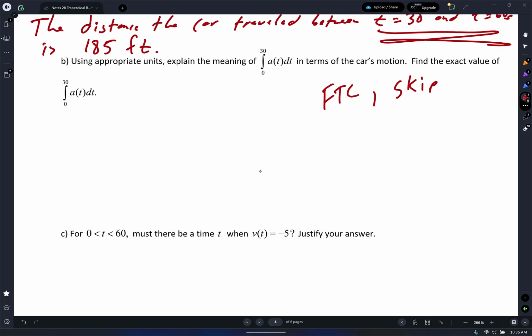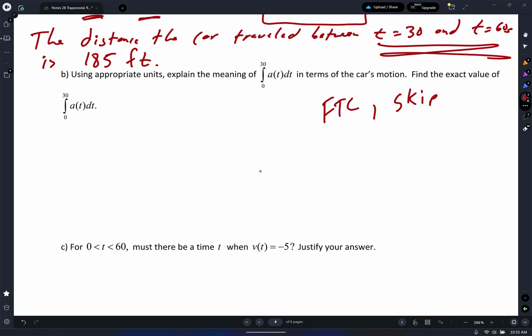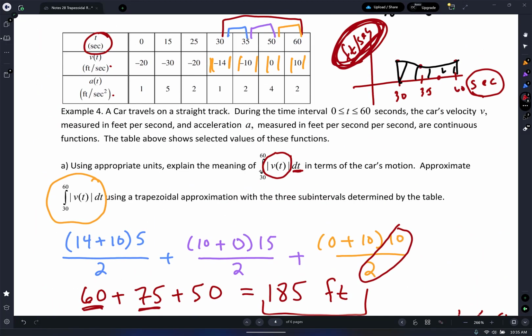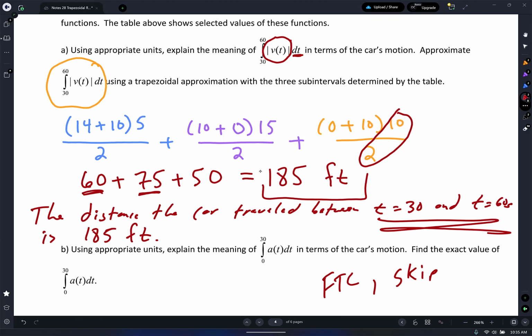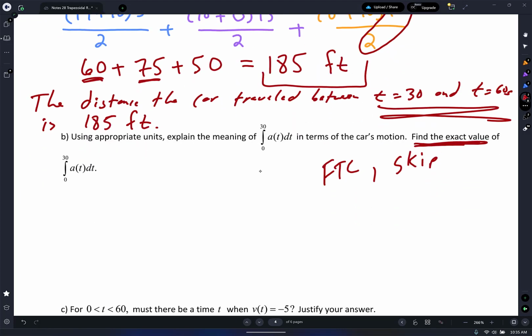Not yet. Notice, in case you're wondering, "I thought we were finding area under the curve." Notice they don't give us any instructions about area under the curve. It says find the exact value. So we'll come back to it when we know it.